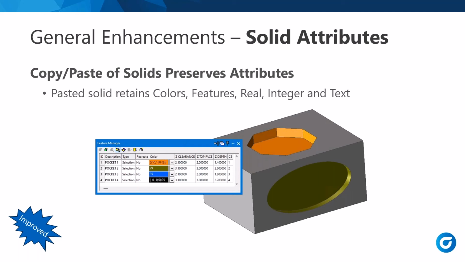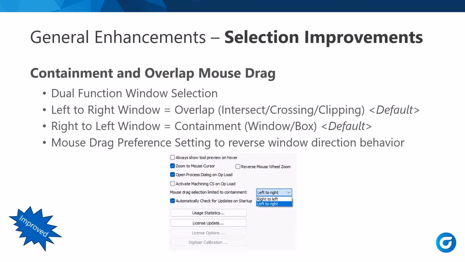Our next one is solid attributes. We've had solid attributes for a long time, and that's not an issue. You see this particular part has some features, and they have attributes, they have colors, they have a clearance in the top face, what CS they belong to. These attributes we want to keep with this solid. In past versions, the problem was if you ever copied and pasted this between versions or within a session, the copy would not retain these attributes. We've changed that now, and these attributes will be maintained with a paste.